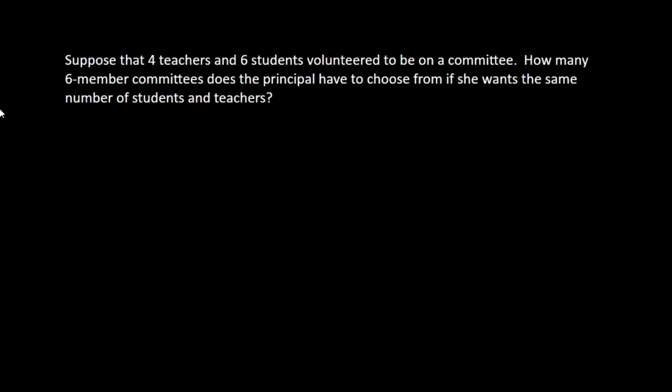Okay, suppose that 4 teachers and 6 students volunteered to be on a committee. How many 6-member committees does the principal have to choose from if she wants the same number of students and teachers? So, with a 6-member committee and equal numbers of students and teachers, that of course implies we need 3 teachers and 3 students. So we have to ask ourselves, how can we select 3 teachers from a group of 4 teachers and 3 students from a group of 6 students?